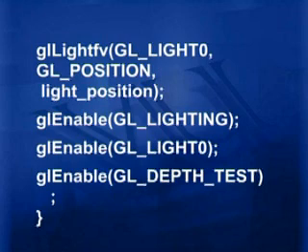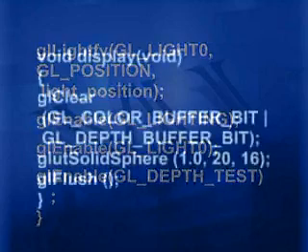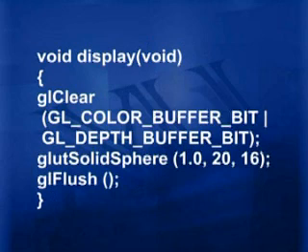GL position, light position. And then we make 3 calls to GL enable. First passing it GL lighting, then GL light 0, and then finally GL depth test. Then our display function is defined making use of GL clear, specifying GL color buffer bit and GL depth buffer bit as parameters. Glut solid sphere, that's the sphere that we are going to draw. 1.0, 20, 16, the 3 parameters passed, and then a call to GL flush.